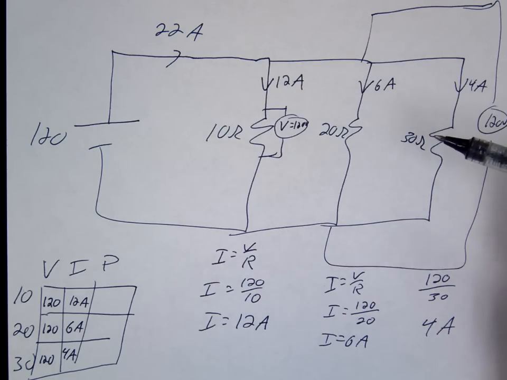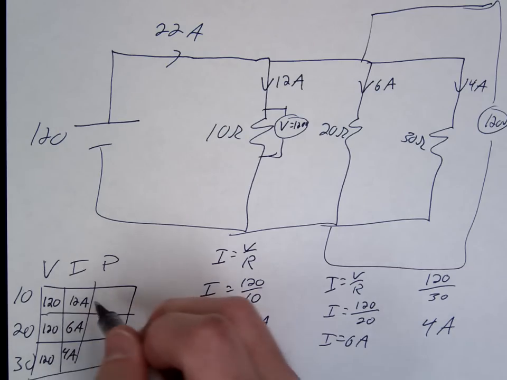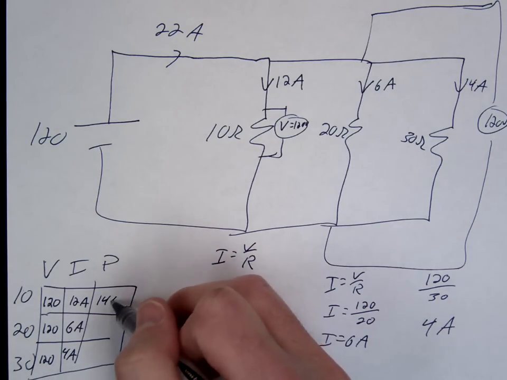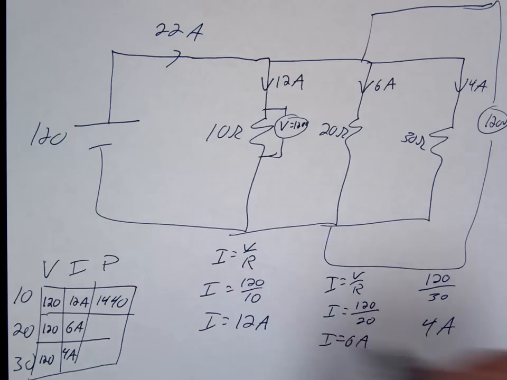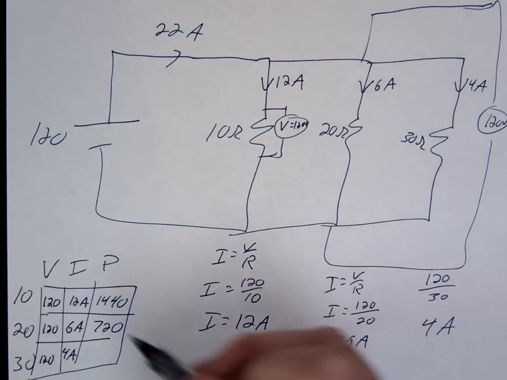Last but not least, how do we find the power? We just multiply them, right? So it's like 1440, 720, and 480.